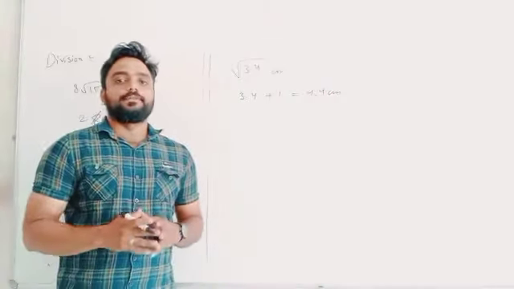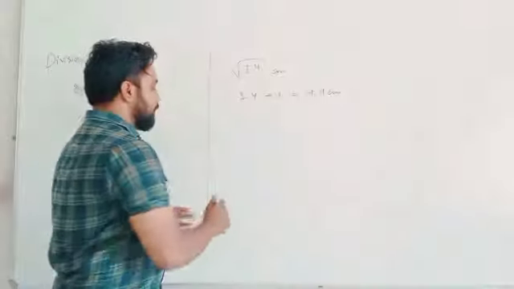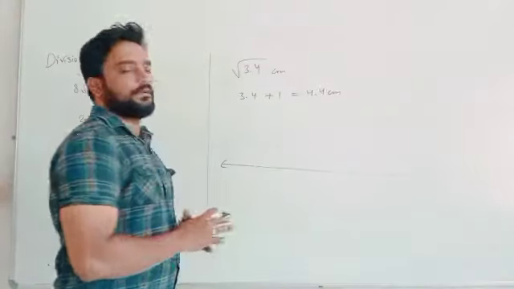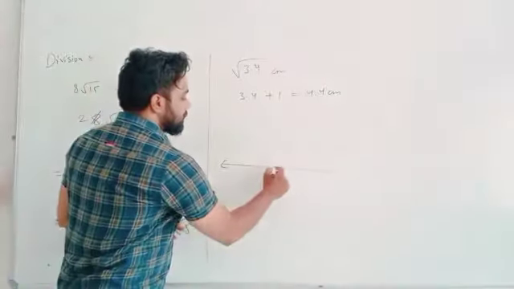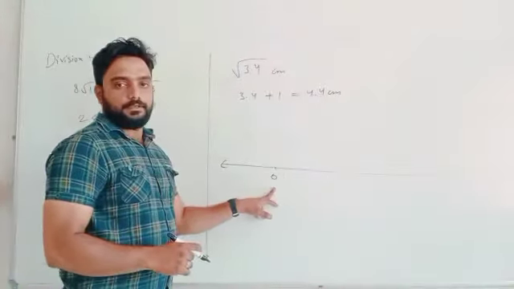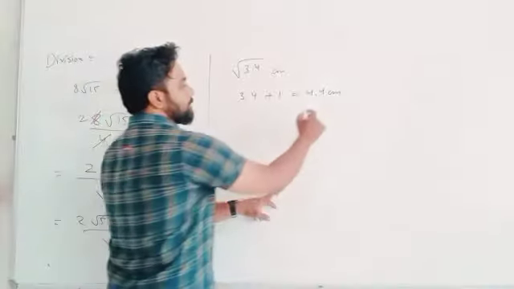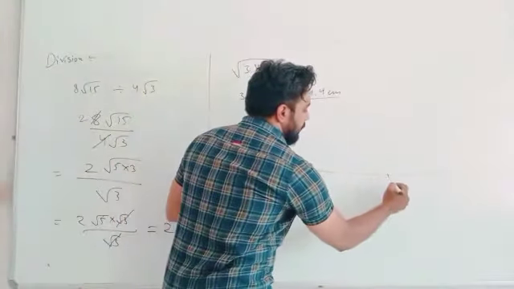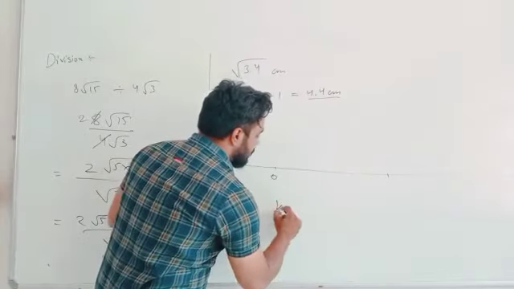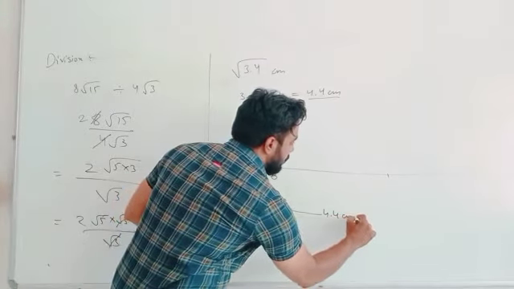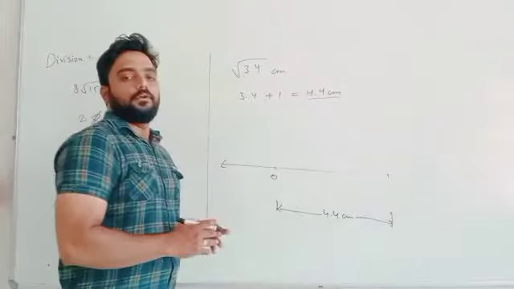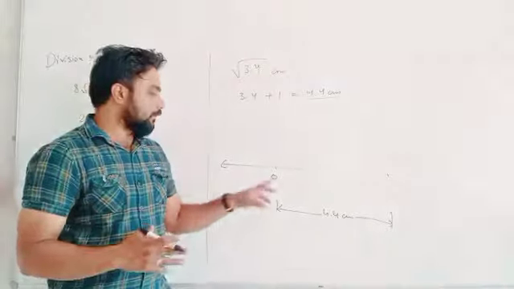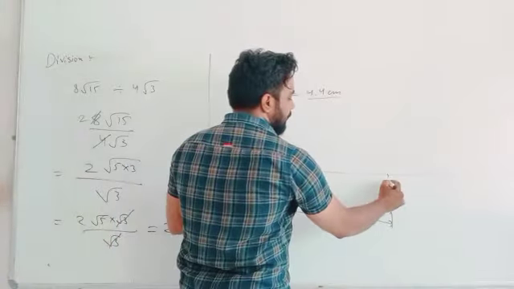Now the next step, what is that? Draw a straight line. Understand? Now take a 0 here, and from here measure how much? 4.4 centimeters. So I am measuring from here to here, that is 4.4 centimeters. Now next step, you have to take the center of these two values. Suppose I am giving it the name A.